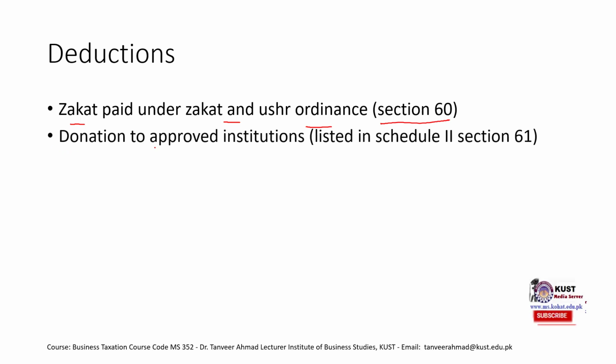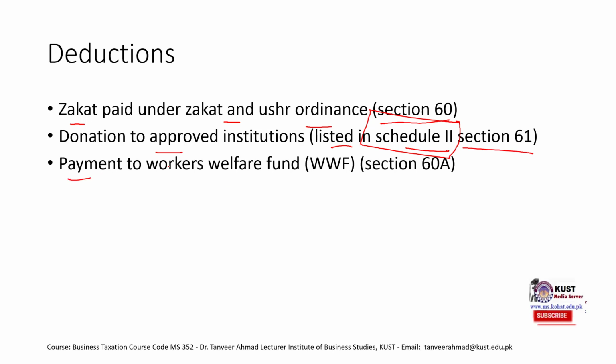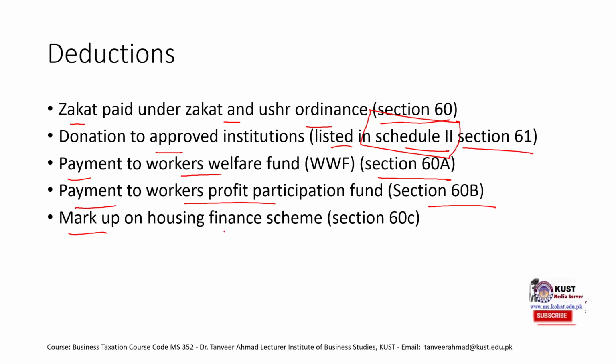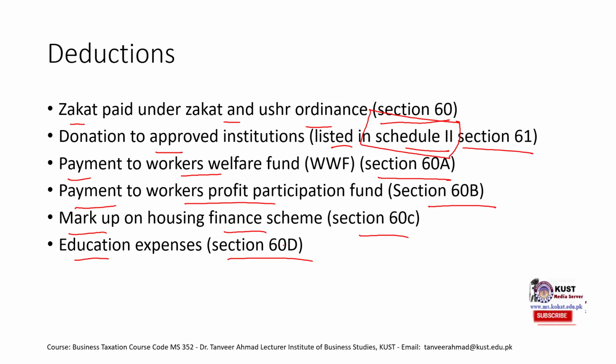Then we have donation to approved institutions. These institutions are listed in schedule 2. So when we say approved institutions, how do we know the list of the approved institutions? These approved institutions are covered in schedule 2. Again, this is section 61. Payment to workers welfare fund is discussed in section 60A. Payment to workers profit participation fund is section 60B. Then markup on housing scheme is section 60C, and education expense is section 60D.